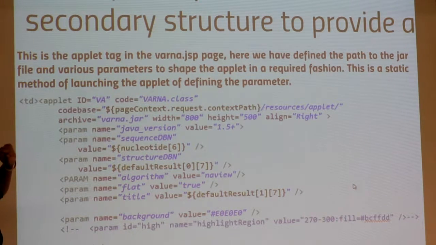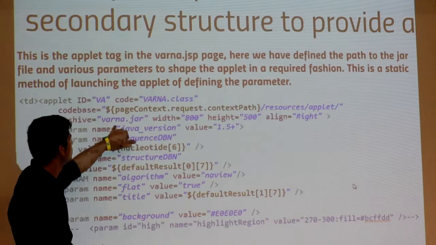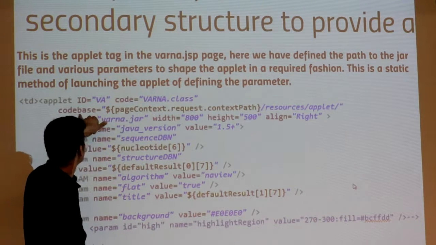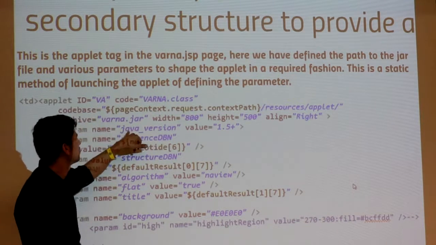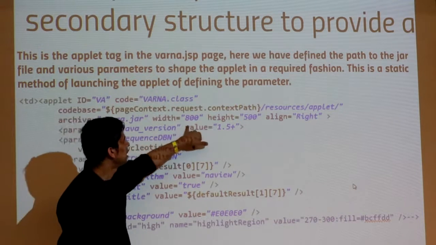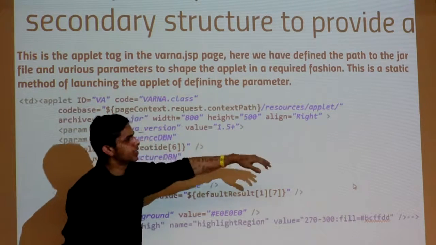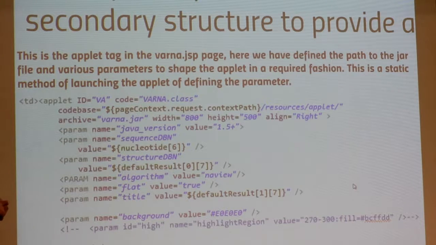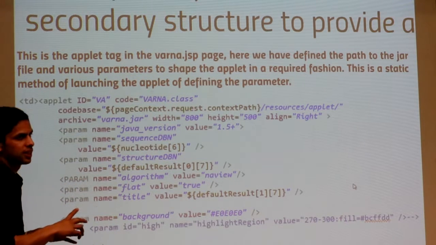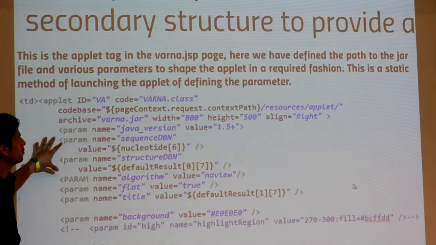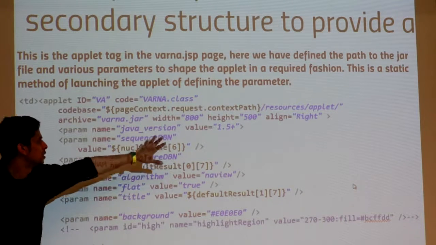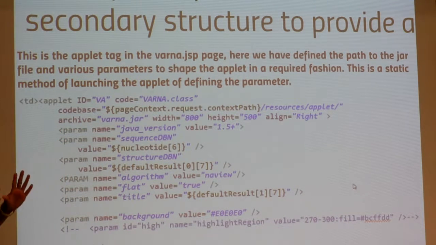In this applet, we have defined the path here in the archive where the file is located. The code base is the path, and this is the file name, obviously. And we define the height and width and the alignment, so where to display and how big. Maybe in multiple view later in comparison we might have to change the height and width so it fits in the screen. And then there are various parameters.